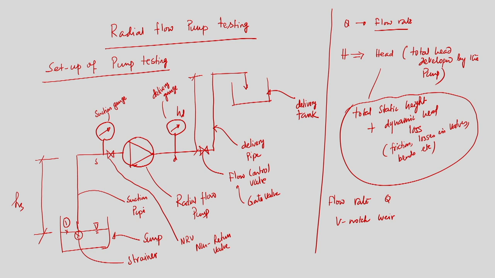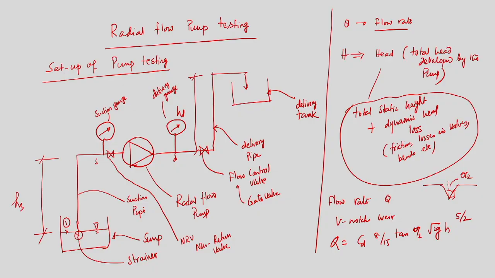So, I can obtain Q equal to Cd into 8 by 15 tan theta by 2 root 2g into H to the power 5 by 2. In a V notch, this angle is theta by 2, and there is a height of water in this V notch, which we can obtain, and I know Cd, so I can calculate Q. By observing the height of the water in the notch, and knowing theta by 2, the notch angle, I can calculate the amount of Q being discharged by the pump against a head calculated from the readings obtained on the delivery gauge and suction gauge.